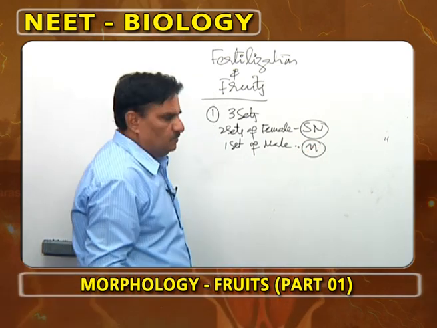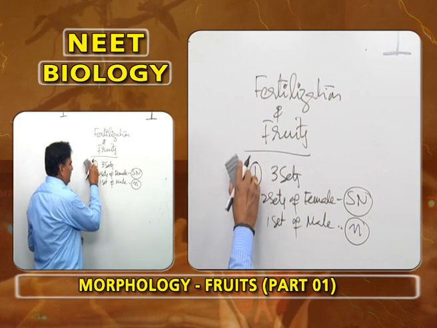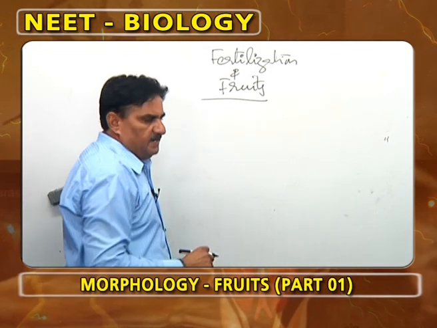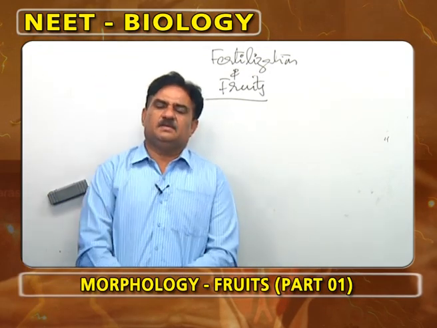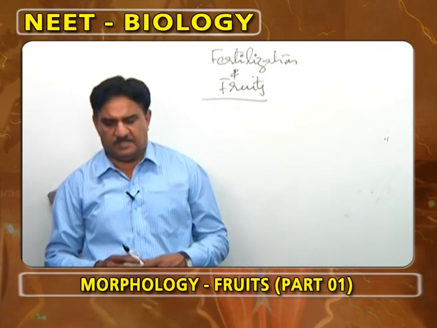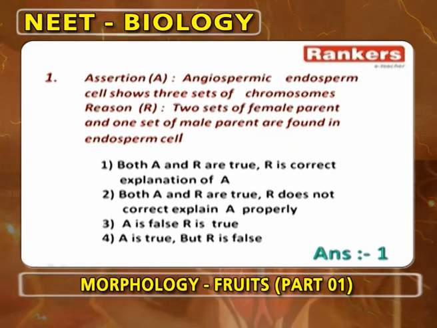Male gamete. So, 1 set of male parent, male gamete, and 2 sets of female parent, secondary nucleus, fused to form a triploid primary endosperm nucleus, which later slowly converts into endosperm, which is triploid. So, angiospermic endosperm cell shows 3 sets of chromosomes is correct. 1 set of chromosome is called genome, 3 sets of chromosomes mean 3 genomes.